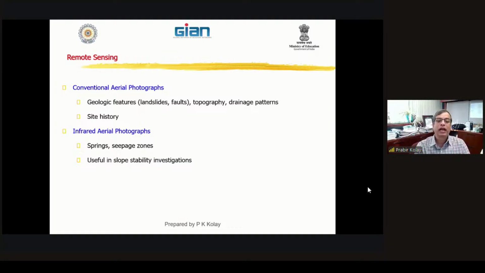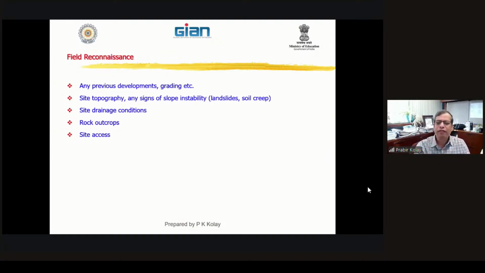So conventional aerial photographs people take, and also infrared aerial photographs. And then from there, depending on the vegetation and other things, people have already correlated, okay, this type of plants or this type of vegetation, what type of soil is there at the particular site. So these will give you a little bit of an idea.